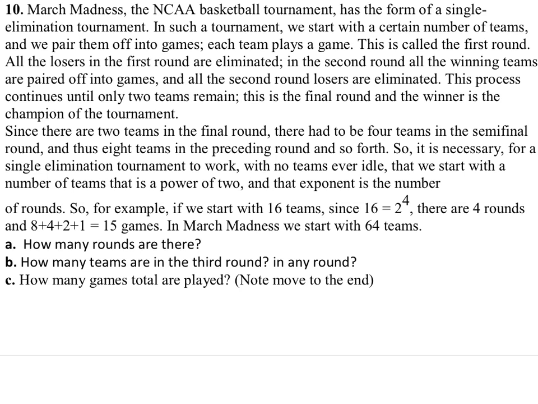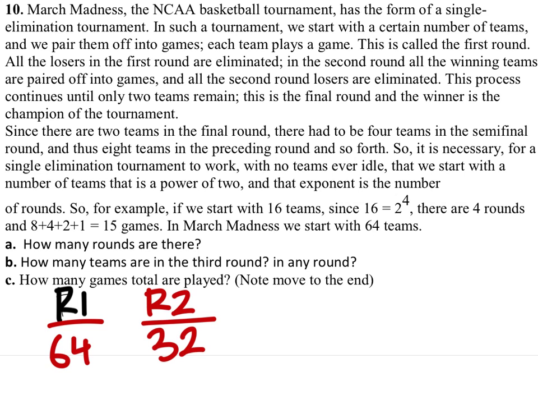For example, if there are 16 teams, 16 equals 2 to the power 4, there are 4 rounds. Well, in March Madness, they start with 64 teams. So how many rounds are there? Well, in round 1, they start with 64 teams. So for round 2, how many teams would there be? Well, half the teams have to lose, and half the teams have to win. So we would divide that by 2, and we would have then 32 teams.